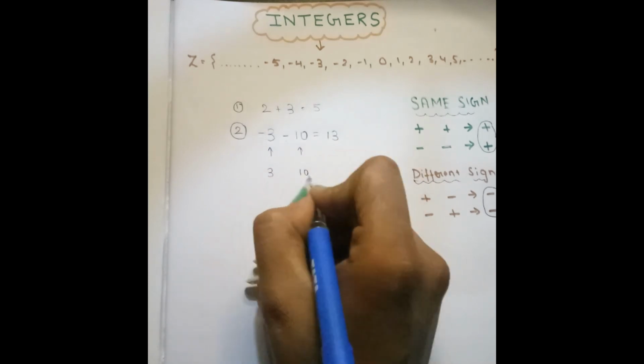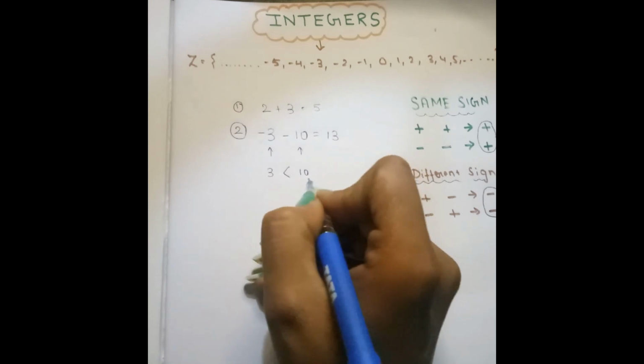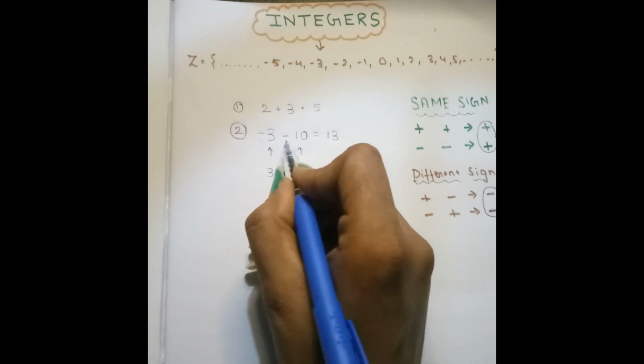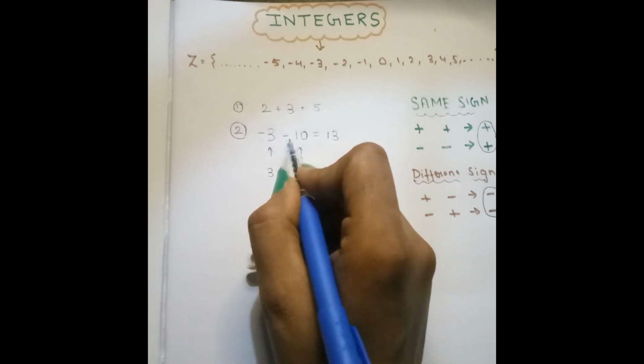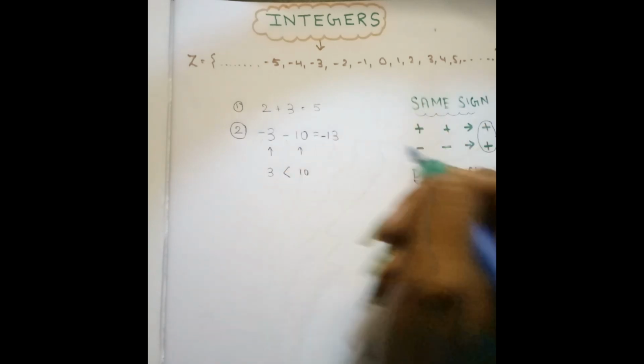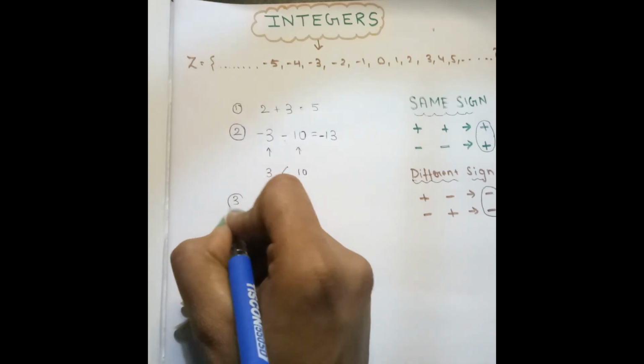Now you have to choose which one is a bigger number. Which one is a bigger number? Of course, 10 is a bigger number. Now you have to check what is the sign before the bigger number. So in the question, the sign before the bigger number is minus. So therefore in the final answer, the sign is going to be minus. That's it. Okay. Now let's take a few more examples.